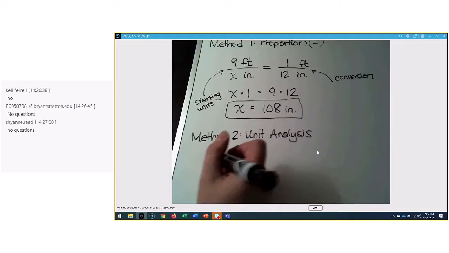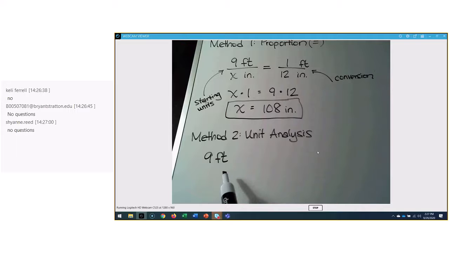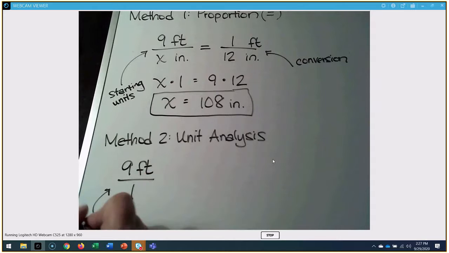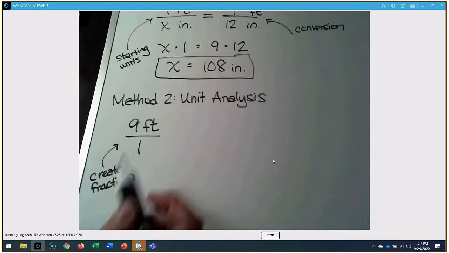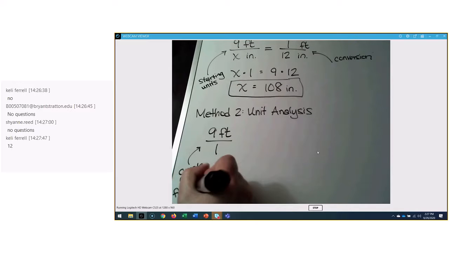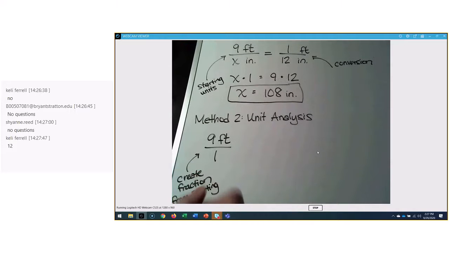You'll take your starting unit and make a fraction out of it. So since 9 is a whole number, I'm going to put it over 1. I'm not going to label this. I'm just making a fraction. Okay, you're going to create a fraction from this starting unit.